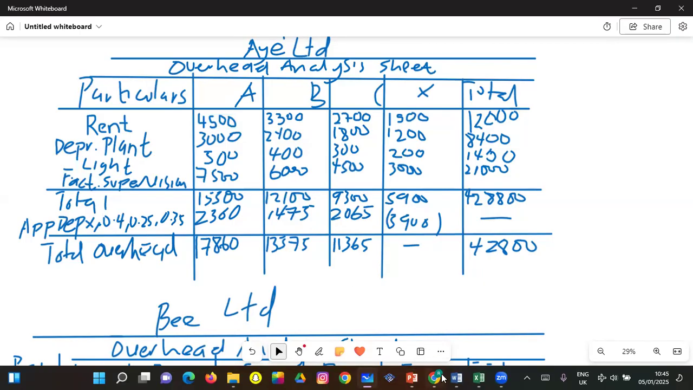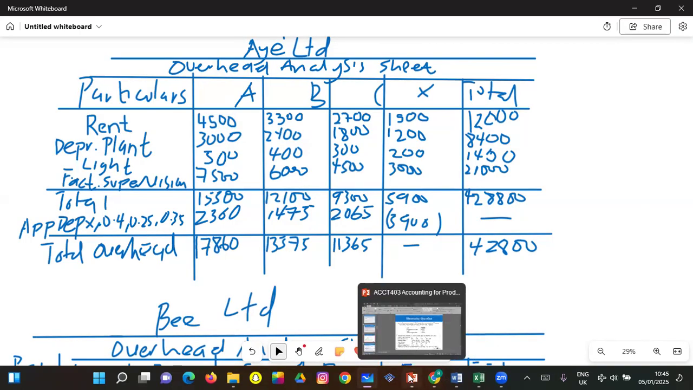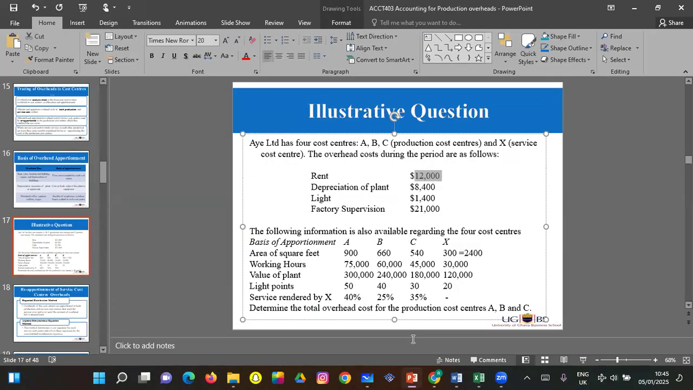Then, for the second one too, what are you going to do? Take 660 over 2,400 times the same rent figure. Then you get B, do the same thing for C, and do the same thing for X. Then you move on to the depreciation of plants.